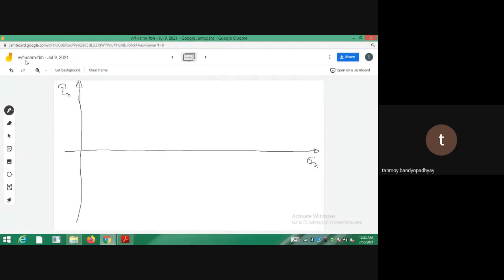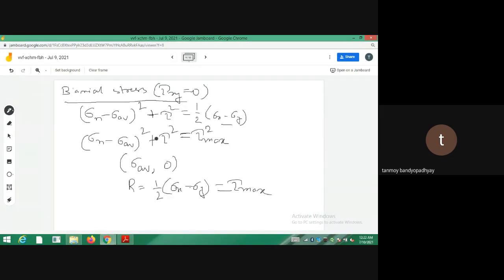You know sigma x, sigma y. Say I'm giving you any problem from the book where these things are given. Suppose sigma x is given to be say 30 megapascal, and this is given to be say 25 megapascal. So you actually know sigma x, sigma y. From there you have to calculate the center of the circle, so you have to take the average of the two.